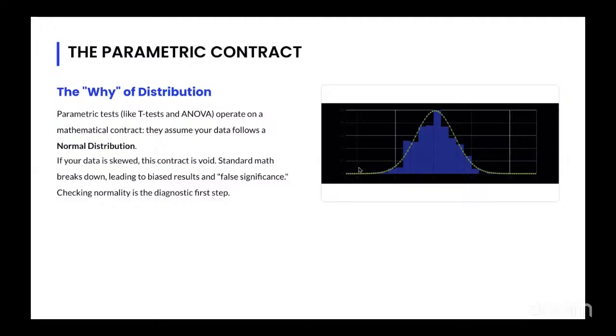So what does normal data look like? The distribution has to look somewhat of the sort. It has to follow a bell curve. This is basically how it's supposed to look. If our data is skewed, the contract is void. These parametric tests are not going to give you accurate information. It's going to lead to biased results and false significances. So this is why we need to check the normality, and it's a very important step that we cannot skip.